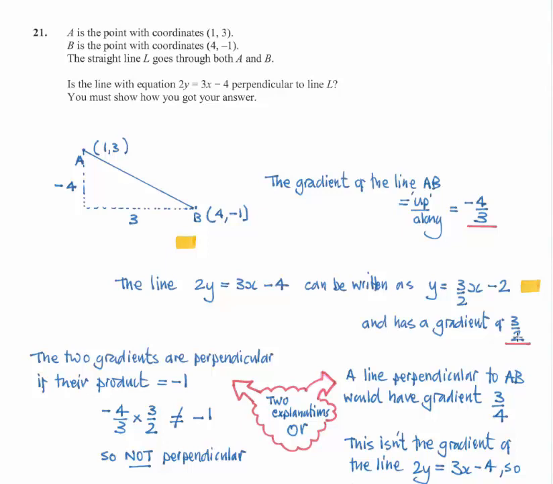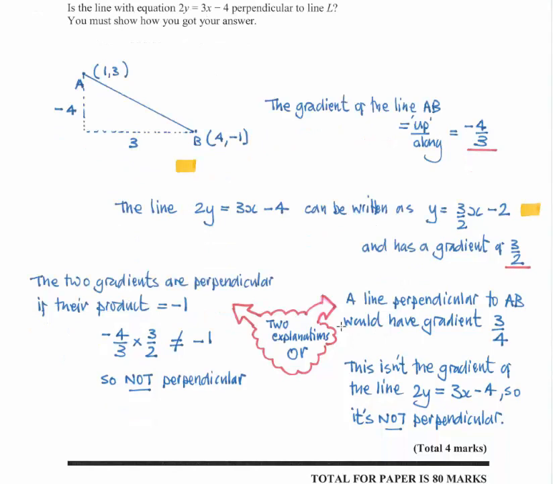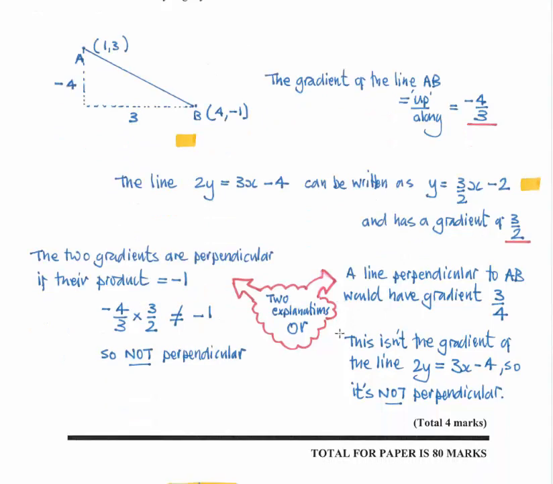And the question's asking me whether this line and this line are perpendicular. The answer is no, but here are two ways of explaining it. First of all, two gradients are perpendicular if you multiply them and you get minus 1. Here's the gradient of the line AB, and here's the gradient of the line with that equation. I can multiply them, and you can see that I'm not going to get minus 1. These 3's will cancel out. I'll get minus 4 over 2, minus 2. I don't get minus 1, so they're not perpendicular.